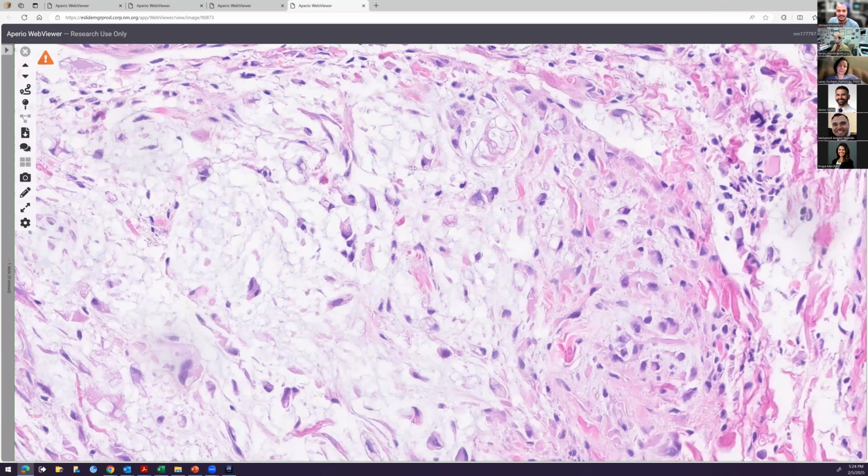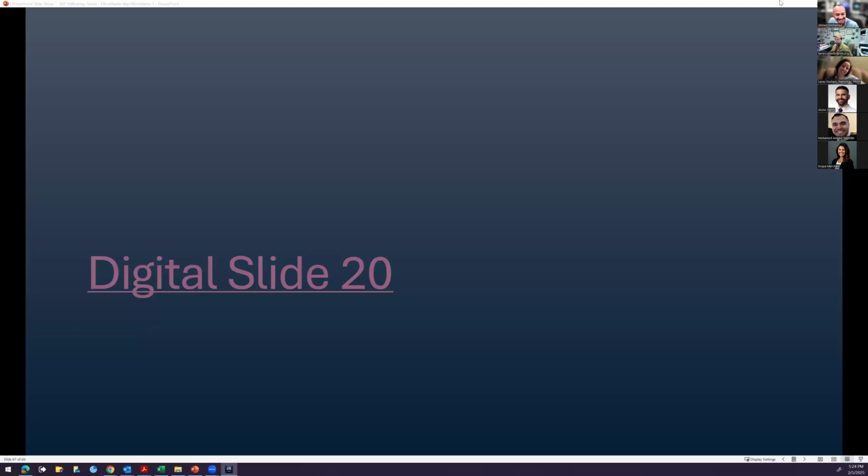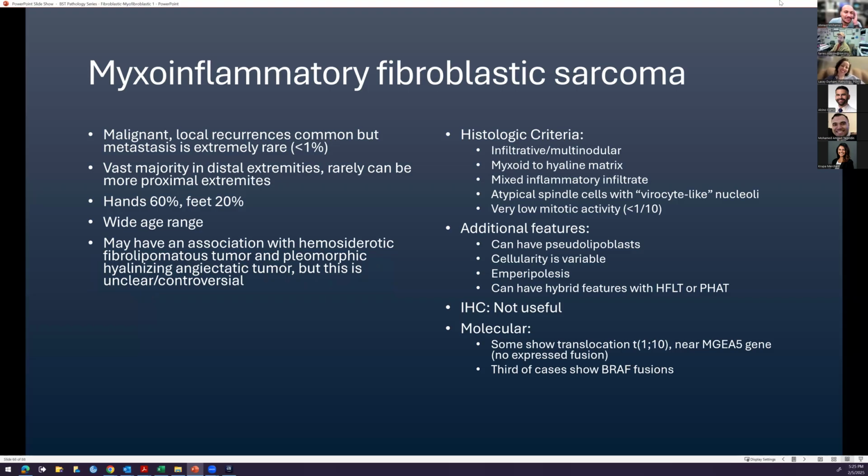Let's pull this down. So this one is not a myxofibrosarcoma. Nope. Myxoinflammatory fibroblastic sarcoma. Long name for whatever it is. These are technically malignant, right? But they are more locally recurrent. Mets are actually extremely rare, usually less than 1%.